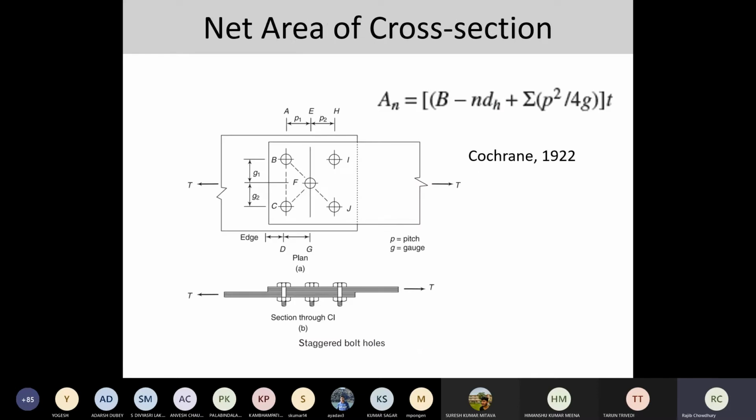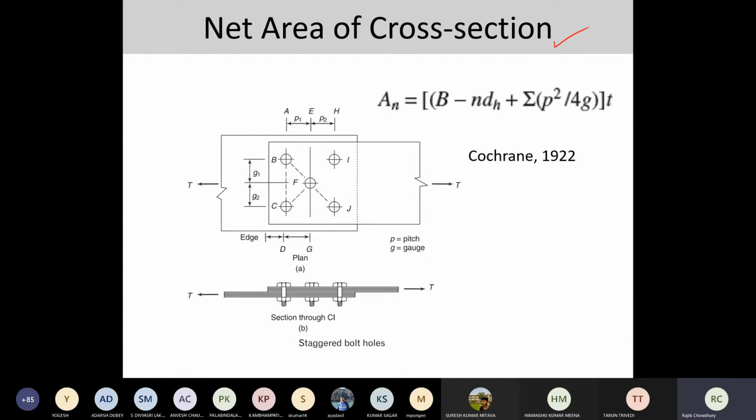Okay. Now, how do we define the net area of the cross section, or the net cross sectional area? I think you are well aware of this particular formula, because in the past we have discussed that the net area of the cross section depends on whether the bolts are in a regular mode, or chain bolting, or staggered bolting, or zigzag bolting.